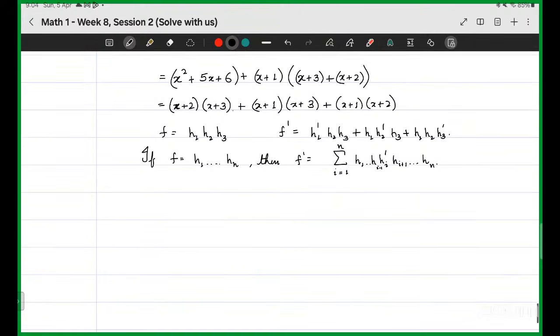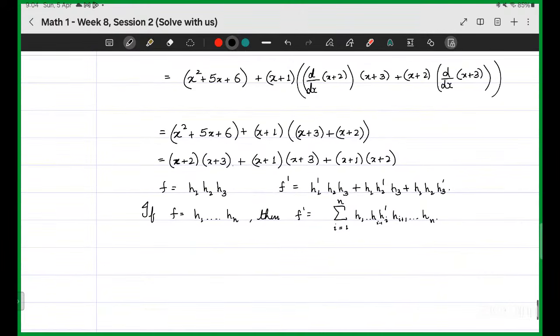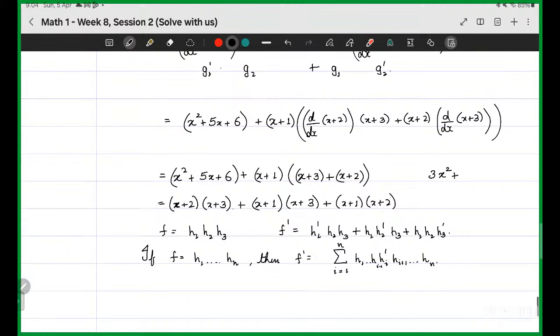Now, if you expand this out, you should get 3x squared, plus you have 5x, 4x, and 3x. 5, 4, 3 is 12, and the constants are 6, 3, and 2. That is 11. Yeah. So this answer is correct.